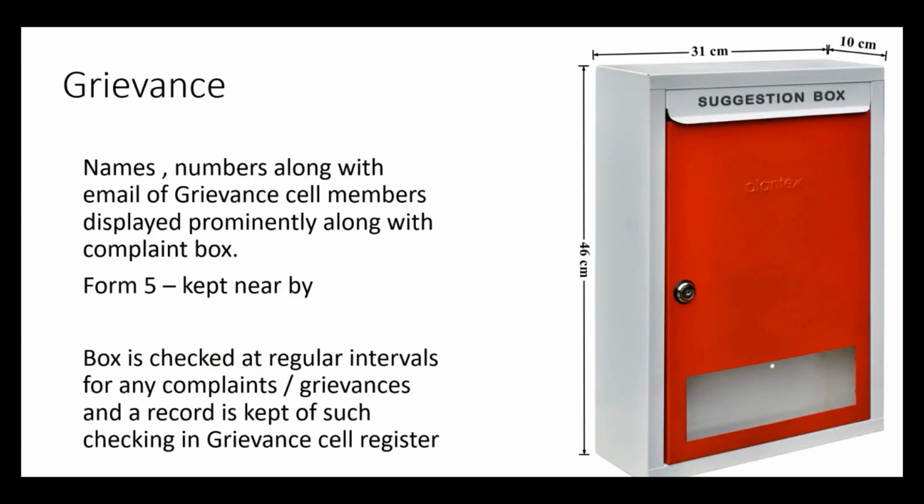Such kind of grievance boxes, suggestion boxes, are available on Amazon. You can order them easily from Amazon. It should have some transparent window, and this should be installed in your clinic. And name and number along with the email of the grievance cell members should be displayed prominently along the complaint box, so that if the patient wants to directly mail any member of the grievance cell, they can. And form 5 should be kept nearby, and the box is to be checked at regular intervals for any complaints and grievances. That's why they want it to be transparent.